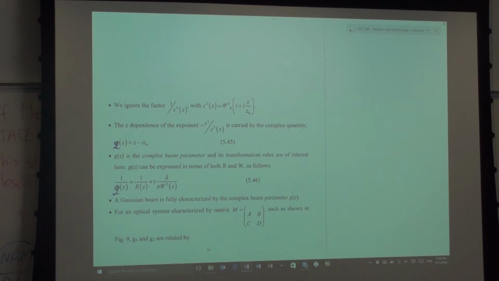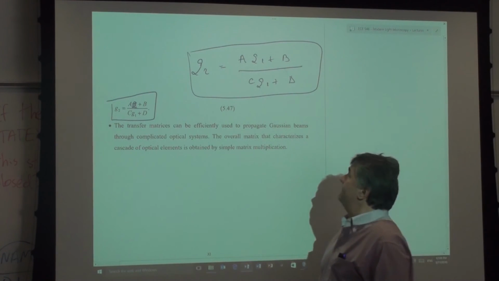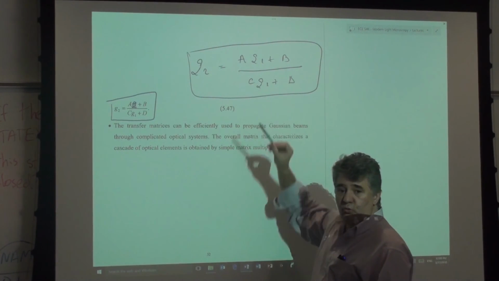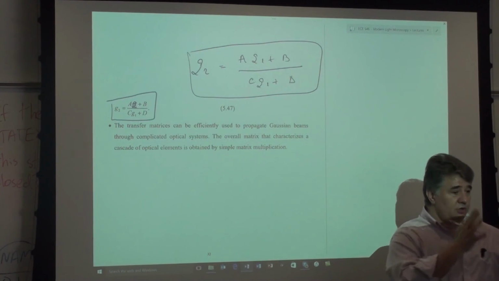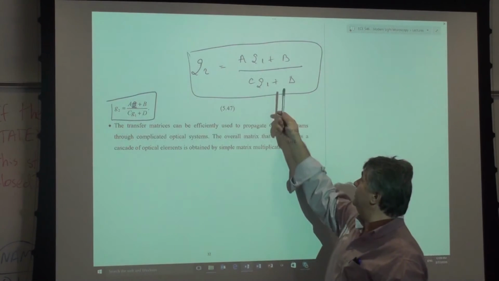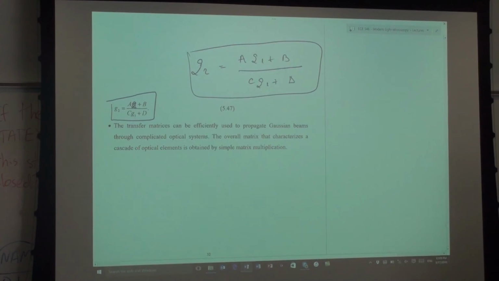Then, ta-da, these are all Q's, I'm sorry. So Q2 equals (A Q1 plus B) over (C Q1 plus D). This is the big deal. Now once you have the input Q1, 1 over R plus i over Z naught, and once you calculate the matrix, the output is simply this. That's it.